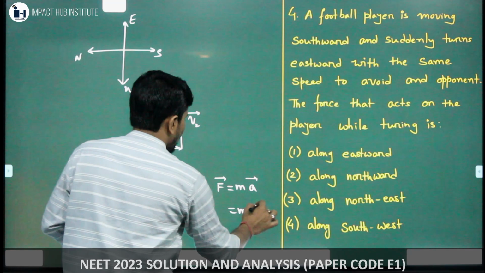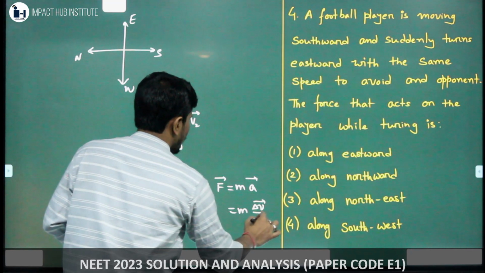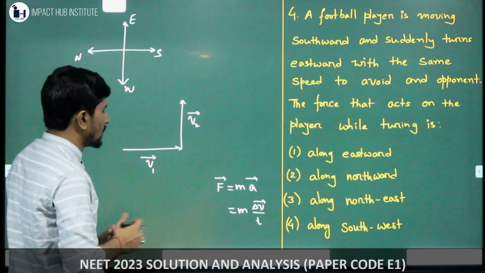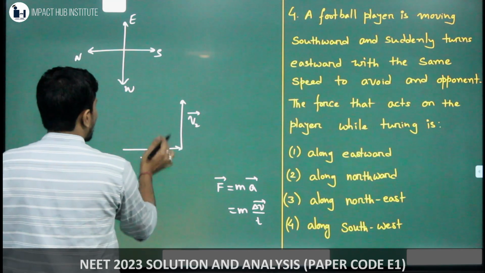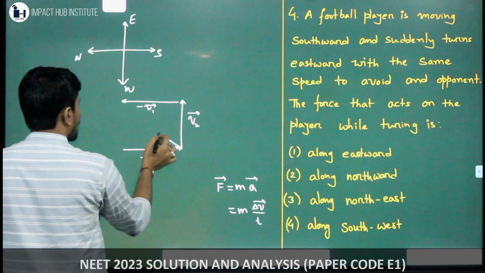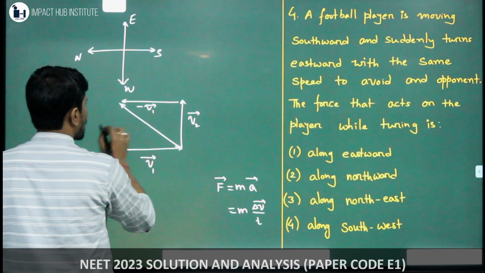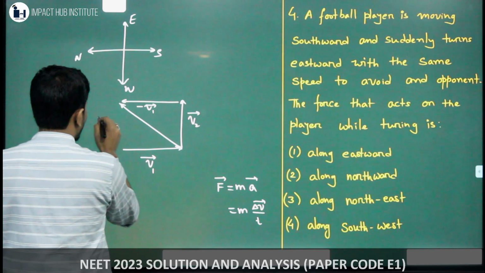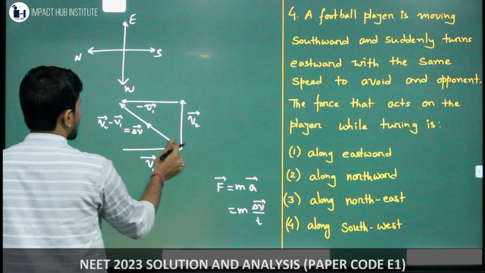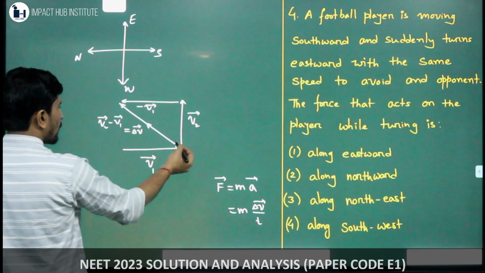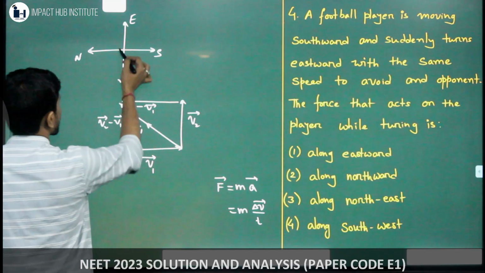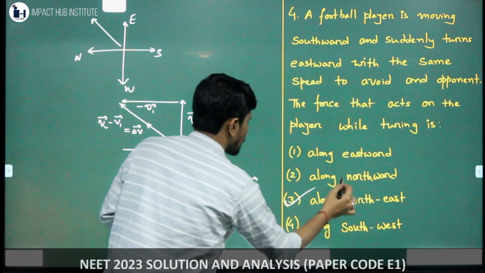Again, the acceleration means change of velocity divided by the time. Change of velocity means the final velocity minus initial velocity. So what I will do is draw minus v1 here so that, using the vector triangle rule, this v2 minus v1, which is also equal to the change of velocity, becomes this one. So this is the direction of change, therefore it will be the direction of acceleration as well, therefore the direction of force will be along this way. So it will be along the northeast direction.